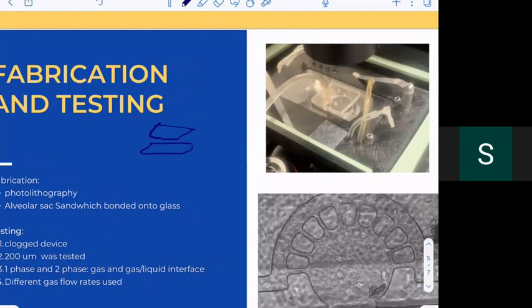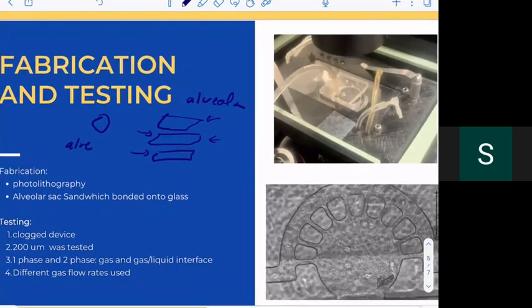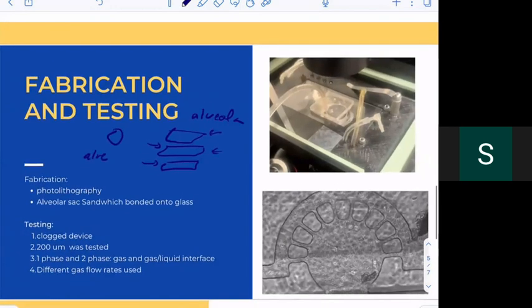The middle layer contained the device. The outer layer contained an alveolar sac, and the other outer layer also contained an alveolar sac. That way, the device would be able to expand in a 3D manner, and the device would be able to sustain that expansion.